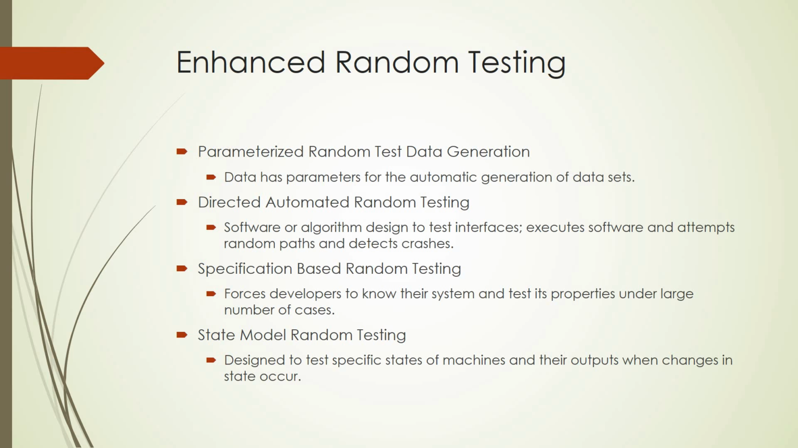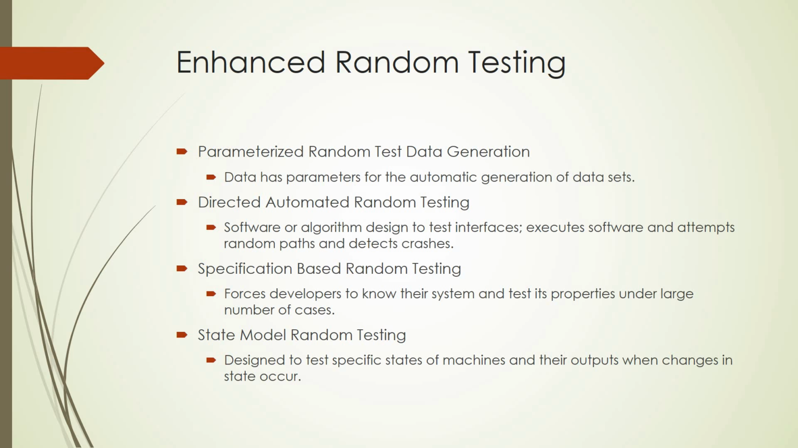Our next test is the specification-based random testing, and this one is based on testing that specifications are properly done. What this means is that the developer really needs to know their system, pretty much predict how it's going to react to specific cases. This test will pretty much allow us to see if our system is meeting specifications.